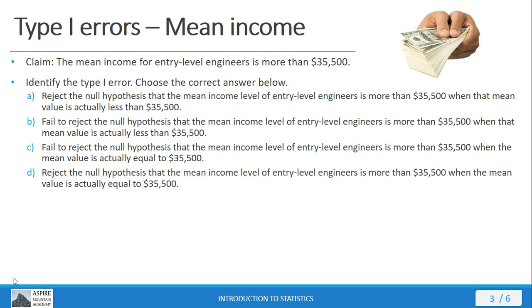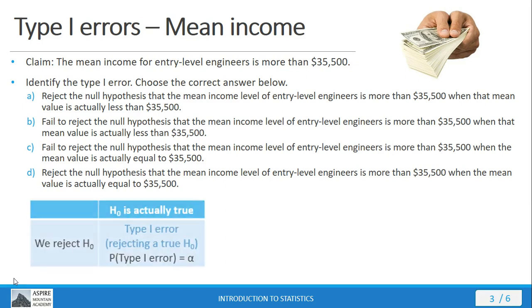Okay, let's just walk through this. Again, we have to figure out first, what is a type 1 error? If you go back to the chart, the type 1 error means that H0 is actually true, but we're going to reject it. We're rejecting a true null hypothesis.